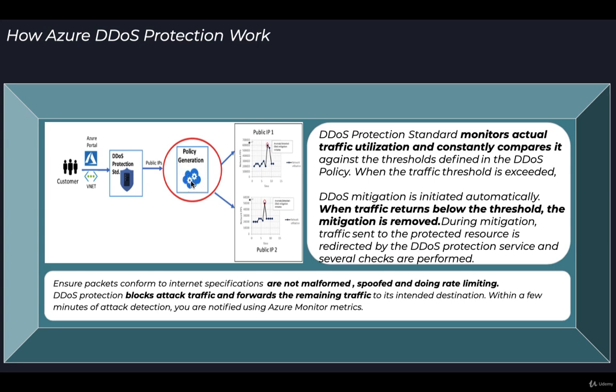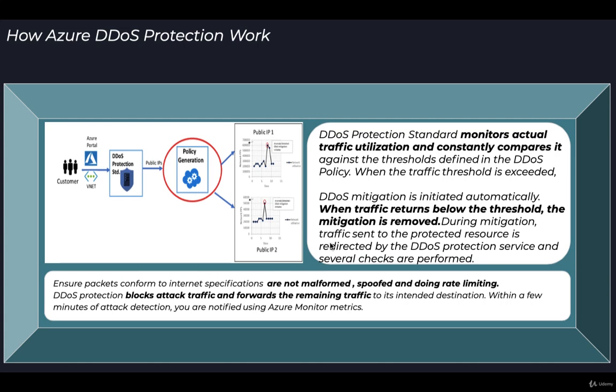and it automatically initiates that there is a DDoS attack, and DDoS mitigation is automatically initiated, wherein it forwards only the intended traffic to a particular resource. The rest, DDoS protection blocks, and forwards only the remaining genuine traffic to that particular IP address or resource. It could be your virtual machine or your load balancer. And as soon as the traffic falls below that threshold, let's say below 500 MB, this DDoS mitigation is automatically removed.